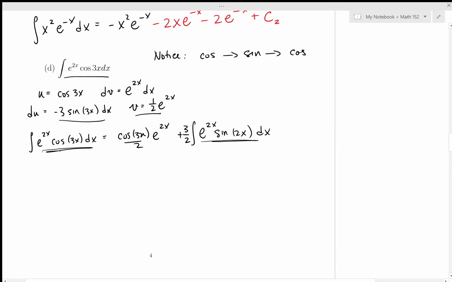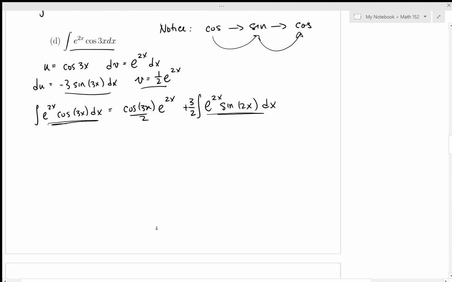But with this observation, I've gone from the cosine to the sine. When I do it again, I'm going to get back to the cosine, and you'll see why this is helpful. So the message here is don't give up. Let us take a look at this integral here, e to the 2x sine 3x.